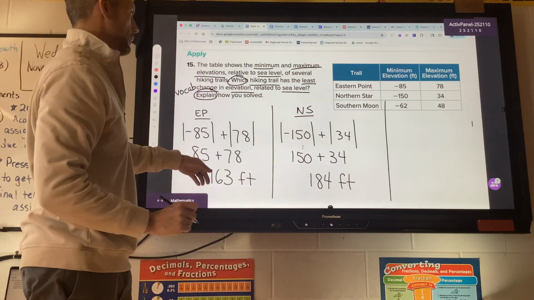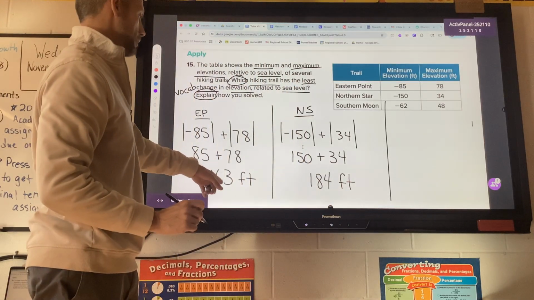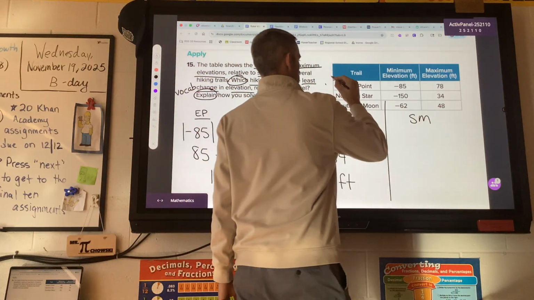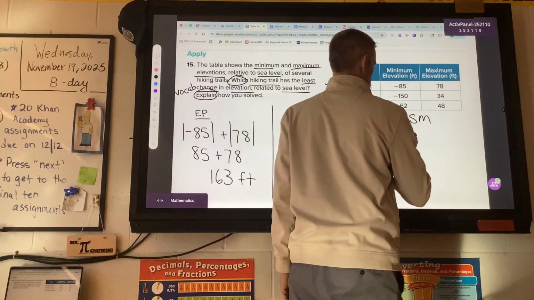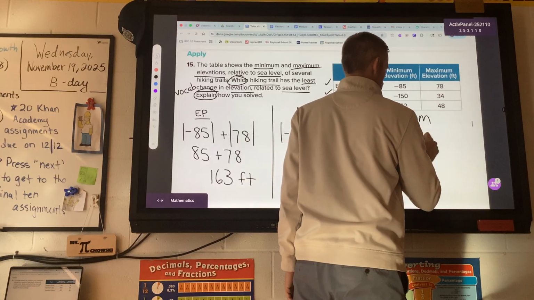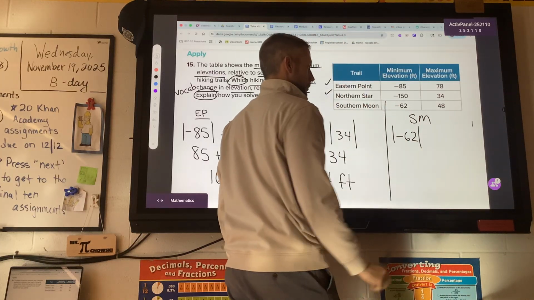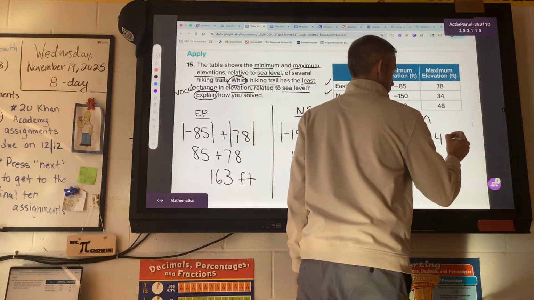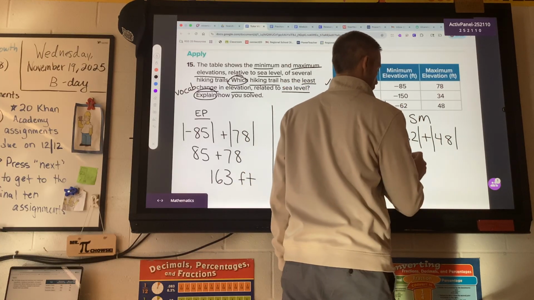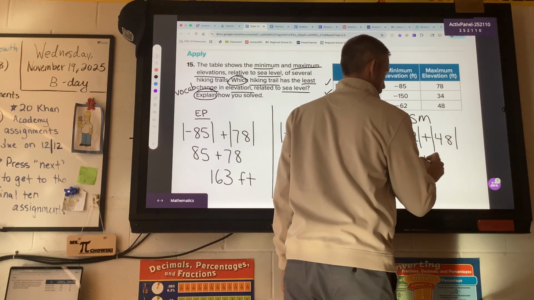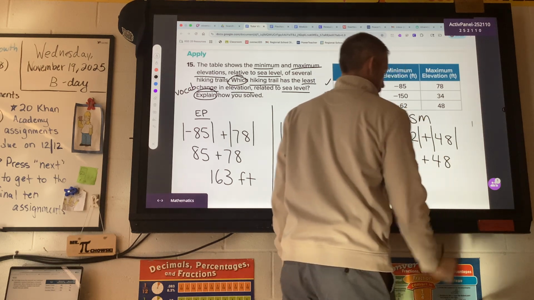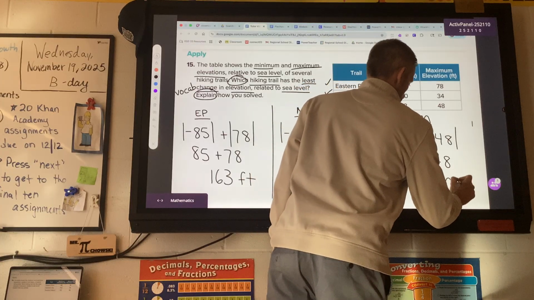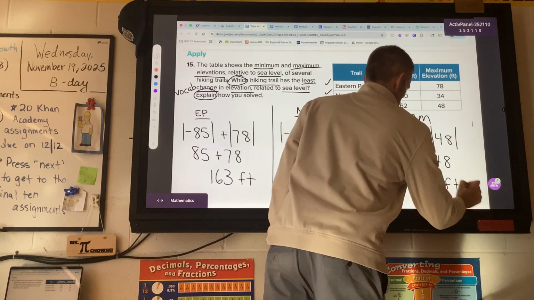So as of right now, the Eastern Point Trail has the least change in elevation, but we still have to do the Southern Moon Trail. We did these two, we've got to finish the Southern Moon. Southern Moon, 62 feet below sea level is the lowest point. We get back to sea level, now we have to add how far it is to get to the top, or the highest elevation. That's going to be 62 feet to get there, plus 48 means that that's going to be 110 feet change in elevation, which is the least.